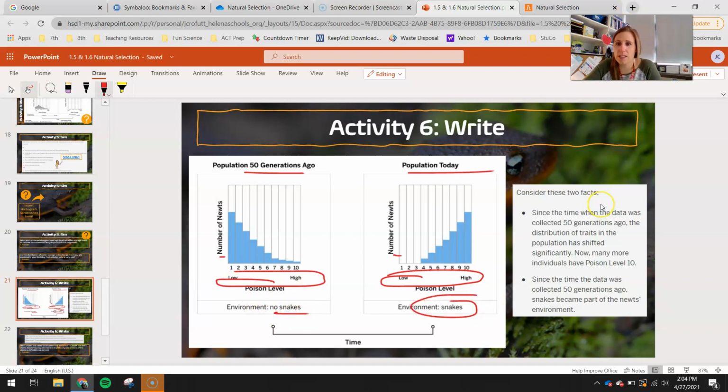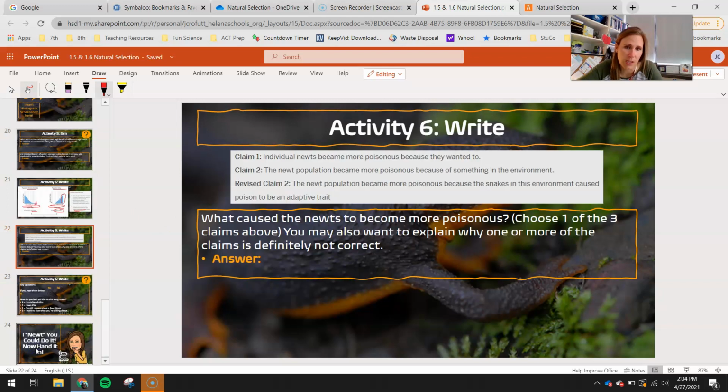Okay, so consider these two facts. Since the time when the data was collected 50 generations ago, the distribution of traits in the population has shifted significantly. Now many more individuals have poison level 10, whereas before hardly any had poison level 10. Now most of the population has poison level 10. Since the time the data was collected 50 generations ago, snakes became part of the newt's environment. So that's also a key fact for you to think about when you're answering this next question.